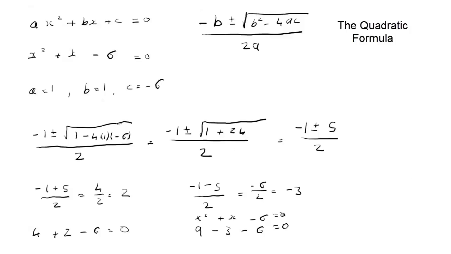Now, let's give you an example to do. So, let's take one with a value for a as well. I want you to solve 2x squared plus 7x minus 4 equals 0. So, pause the video, give it some thought, and come back.